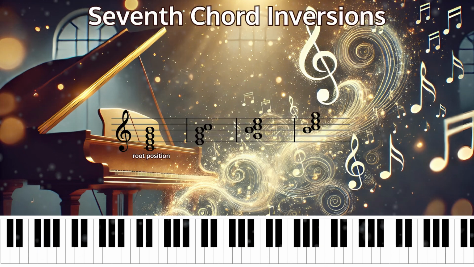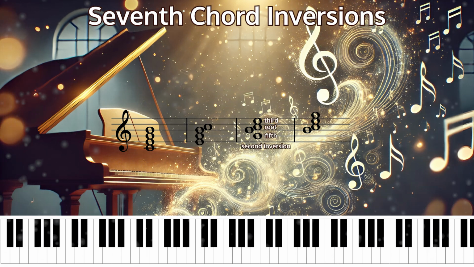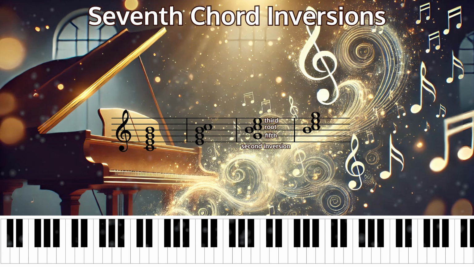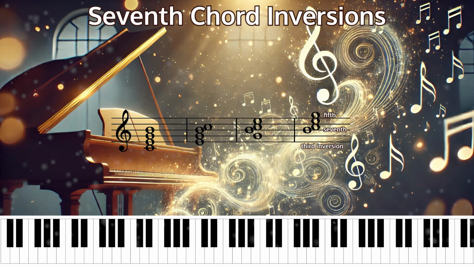Finding the inversions of a seventh chord is relatively straightforward. The root position is the chord's natural form. In the first inversion, the third becomes the lowest note. To achieve this, move the root up an octave. For the second inversion, move the third up an octave, making the fifth the lowest note. Finally, for the third inversion, move the fifth up an octave, leaving the seventh as the lowest note. Remember, the number of inversions for a chord is always one less than the number of its notes, so seventh chords have 3 inversions.